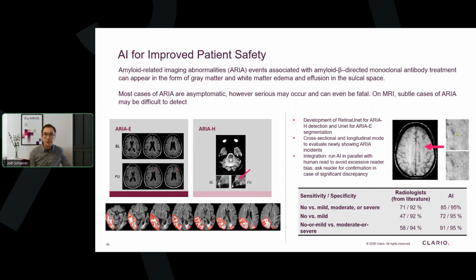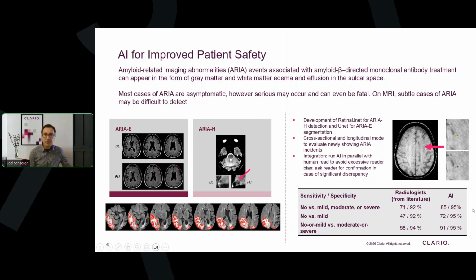So for this purpose, we trained two models, one for ARIA-E and one for ARIA-H, and these models are longitudinal. They take two inputs, a baseline scan and a current scan, and only identify the new lesions. As you can see in the table on the bottom right, our AI results show great sensitivity, but also importantly, good specificity, which is important in order not to burden the readers with irrelevant information.